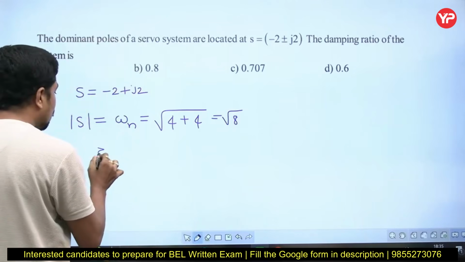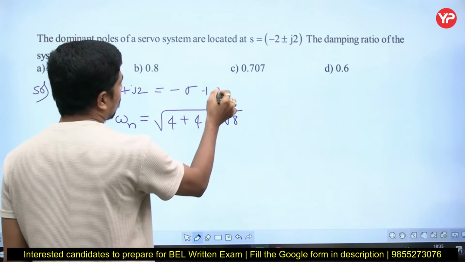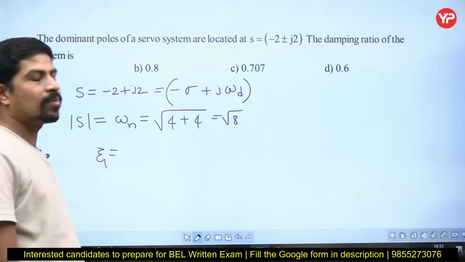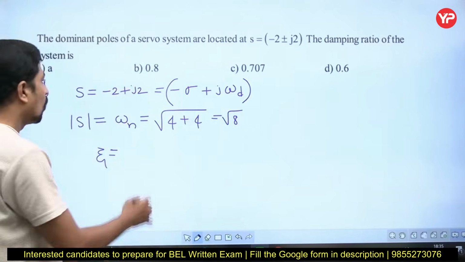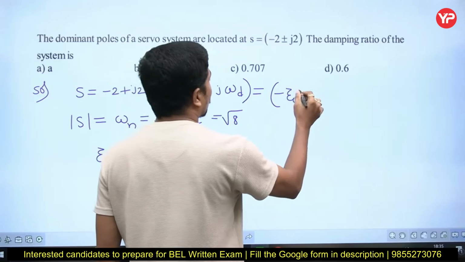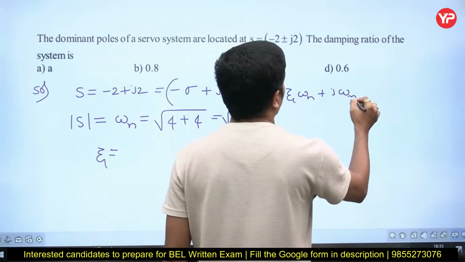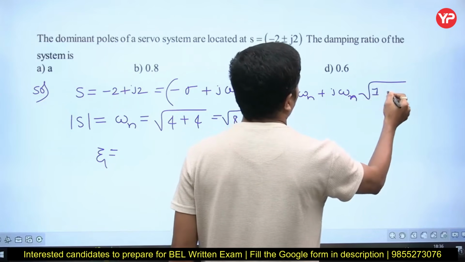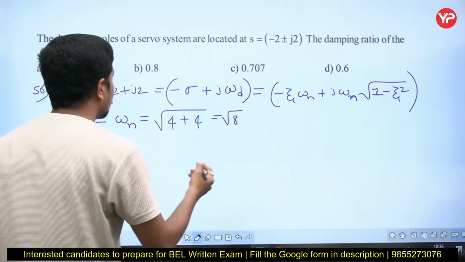Then what is zeta? The pole can be written as minus sigma plus j omega d. Poles of a second order underdamped system are minus sigma plus or minus j omega d. Remember, sigma is nothing but zeta omega n. Therefore, minus zeta omega n plus j omega n into under root of 1 minus zeta square. Right? Now, zeta is what?